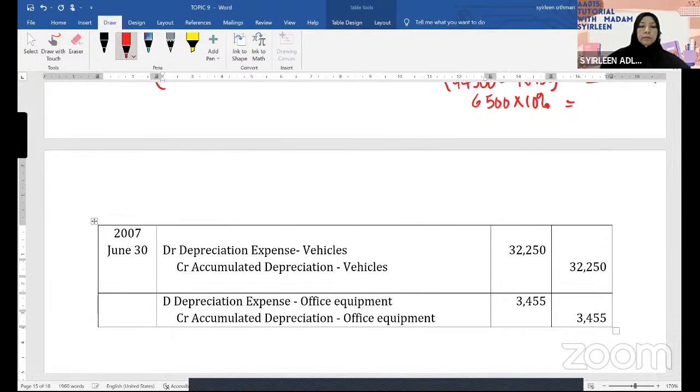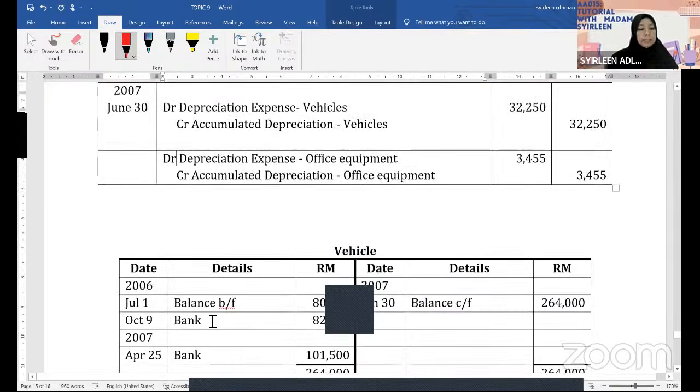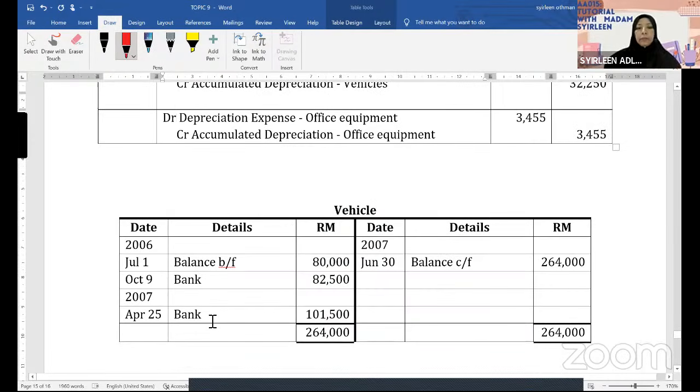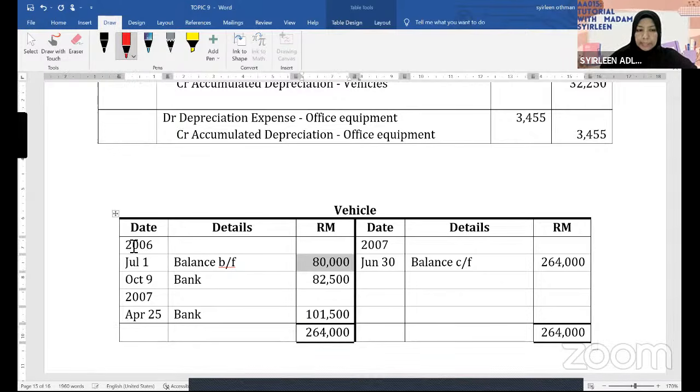Okay, so now saya boleh catat dalam ledger. Okay, so my vehicles ada balance 80,000. So on the 9th, I bought a new van, right? Just now, we bought a new vehicle.